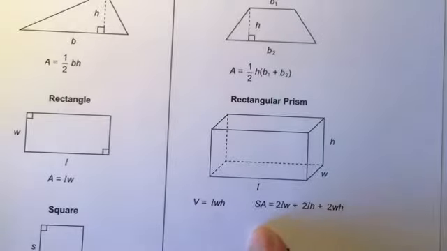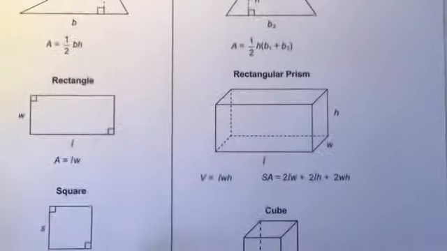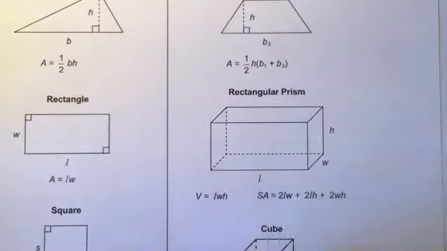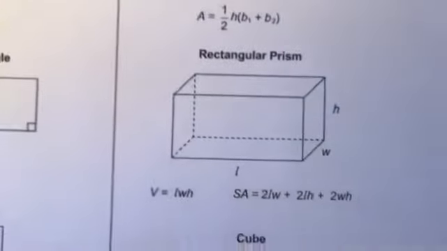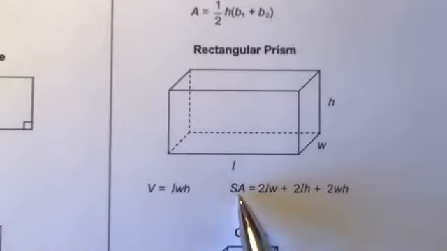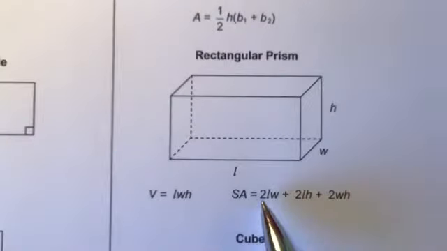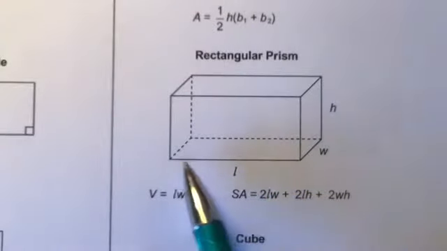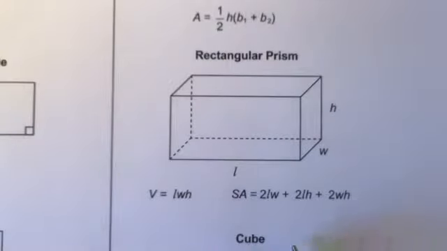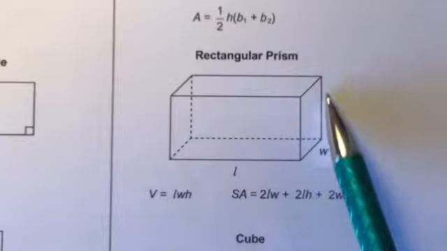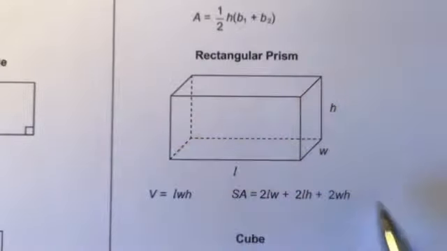But now we're going to go on to this formula. If you have out your formula sheet, you can see over here we have rectangular prism. And here, SA means surface area. So the surface area equals 2 times L times W, here's L and W, plus 2 times L times H, which would be here, and 2 times width times height.